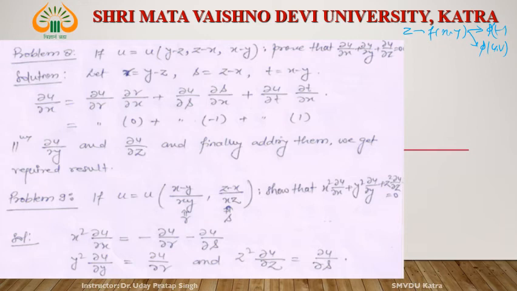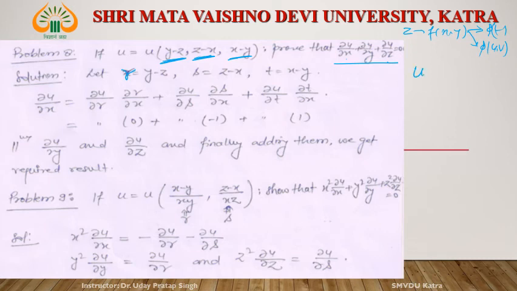If u is equal to a function of y minus z, z minus x, x minus y, then we have to prove that del u by del x plus del u by del y plus del u by del z, the sum of these three terms, is 0, right? What we have to do? Let us introduce three new variables. R we consider y minus z, S we consider z minus x, and T we consider x minus y, right?